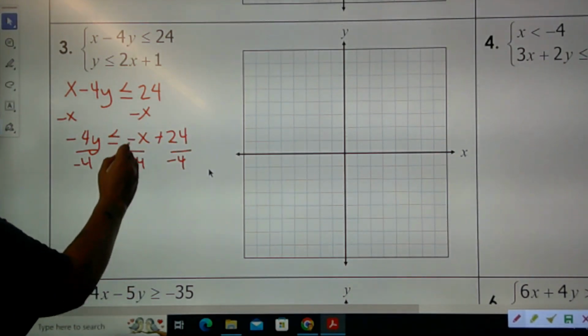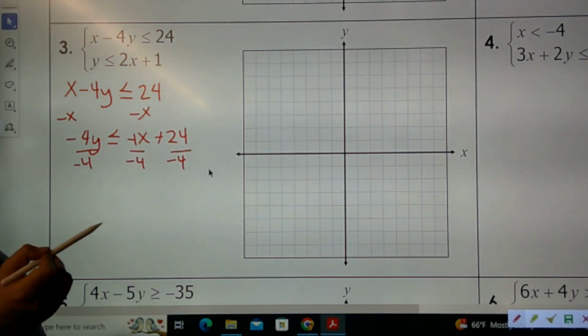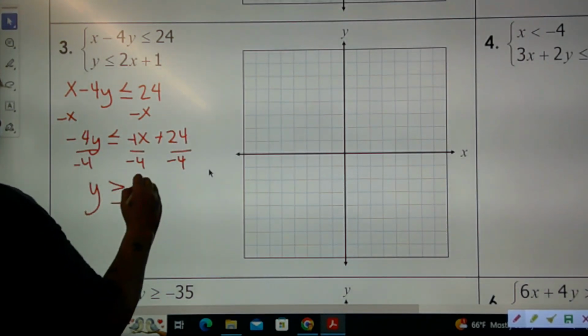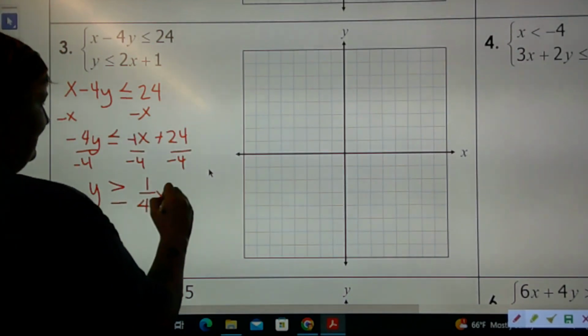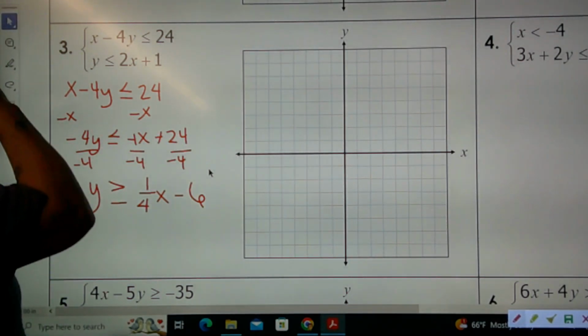When you get it like this, always remember there's an invisible 1. So it's not 4x, it's 1/4x. So we're going to flip it, and it's going to be 1 over 4x minus 6, because there's an invisible 1 in front of every variable. All right, now we can graph it.